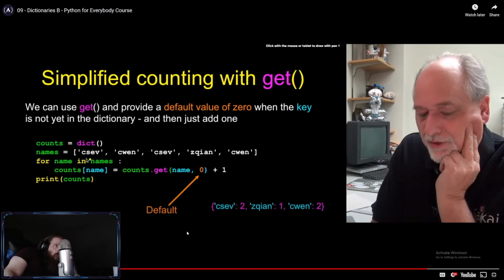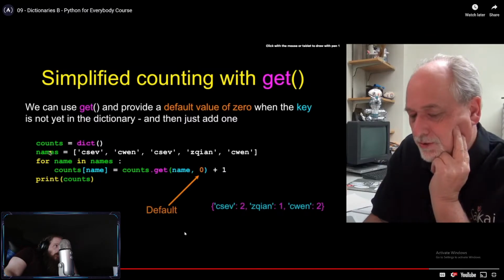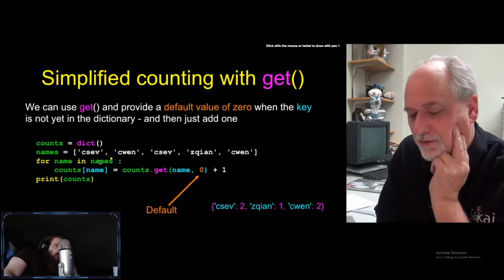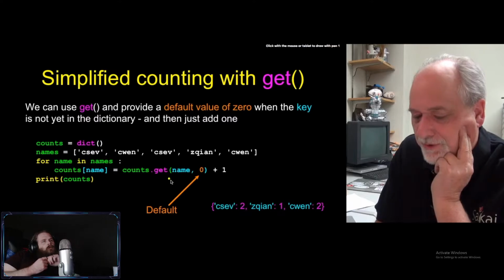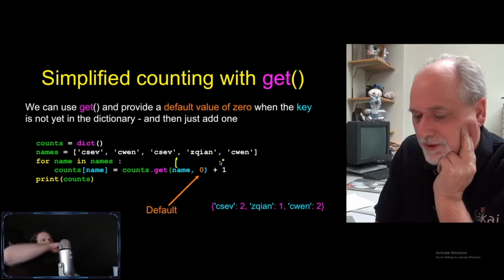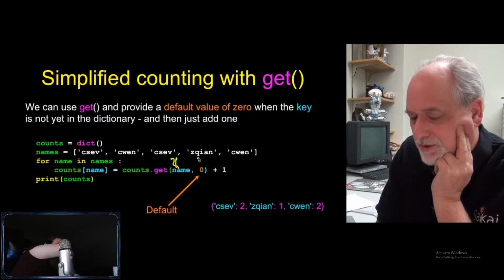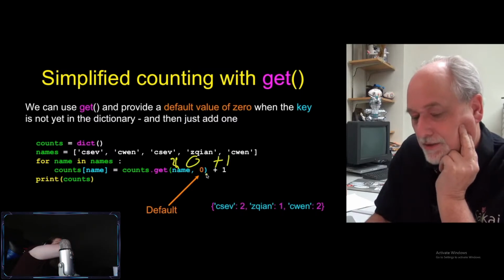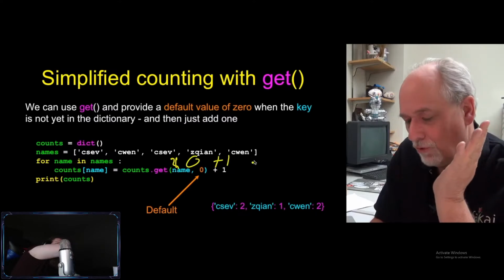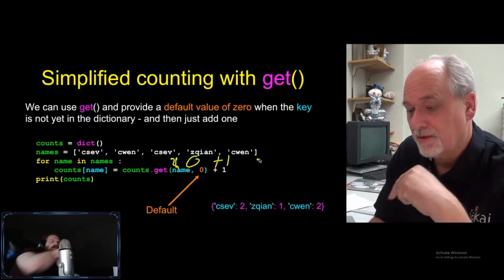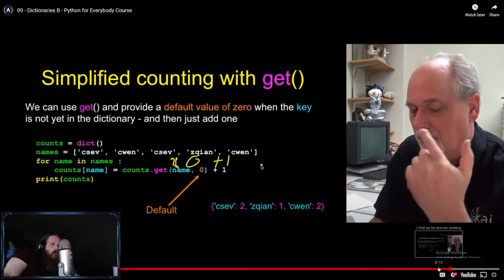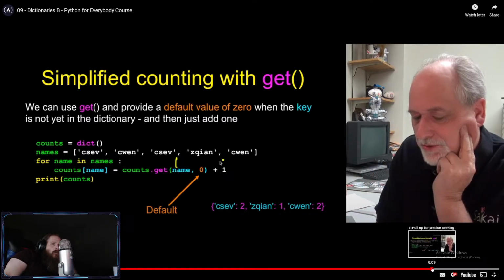So everything else in this is the same. Name is going to go through these 5 values, and we're going to say counts of name equals counts.get name, comma 0 plus 1. And so if, for example, this already has a 1 in it, then this is going to be 1 plus 1 becomes 2. If it's not, it's going to be 0 plus 1 equals 1. And so this is the idea of if new, set it to 1, not 0, set it to 1. Because the first time you see something, the count should be 1, not 0.